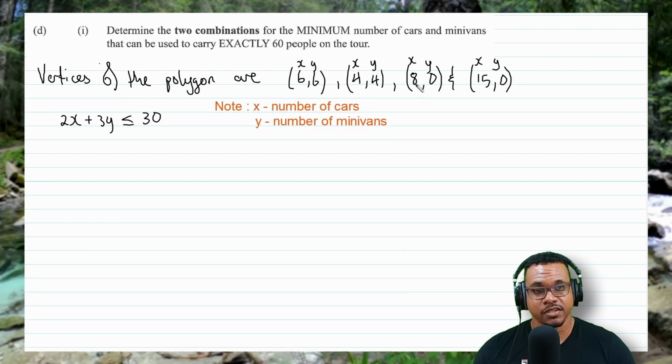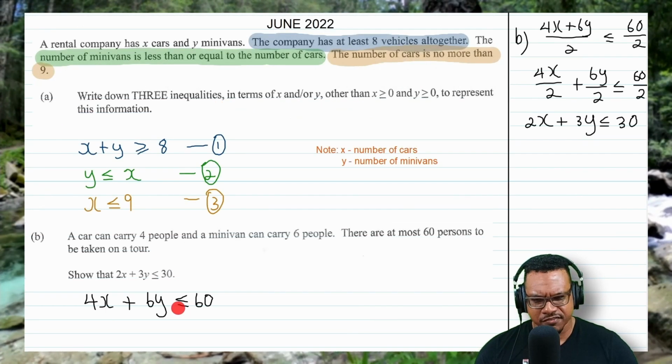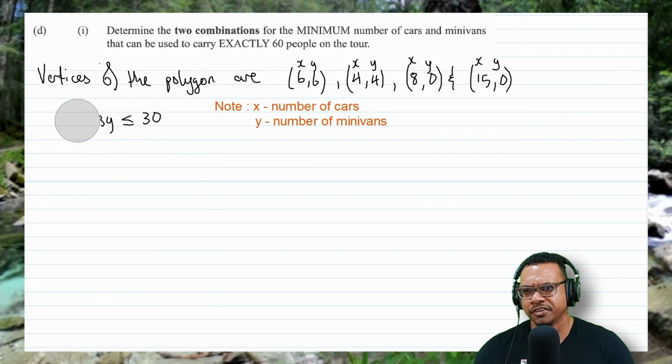So now we're going to put these coordinates into this inequality and see which one gives us exactly 60. Now, because we have to put the coordinates into the inequality and see which one gives us exactly 60, it would be best to use this version, which is the 4x plus 6y is less than or equal to 60. So I'll erase this one and write 4x plus 6y is less than or equal to 60.